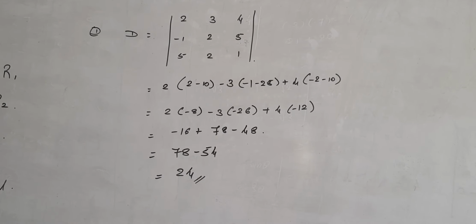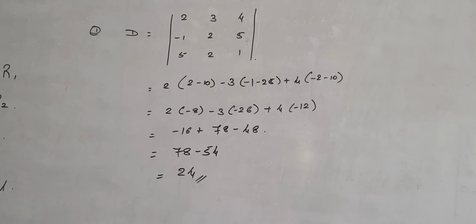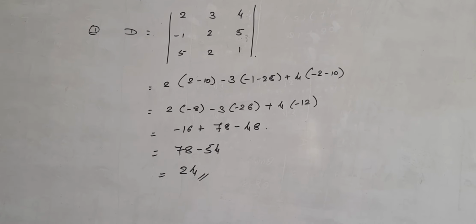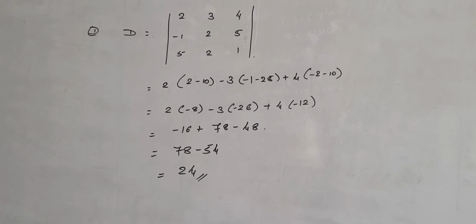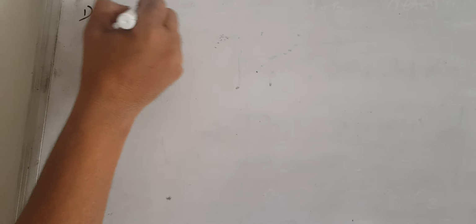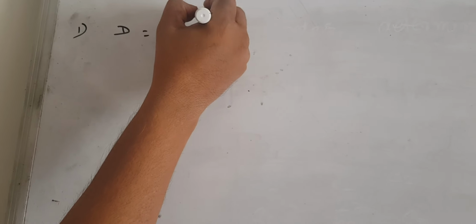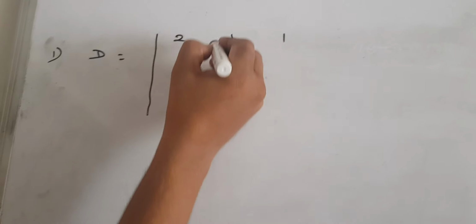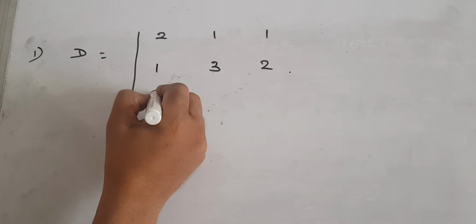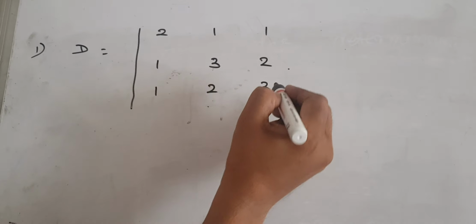Understood? We saw so many examples based on this. We just have to solve sums like this. I just take one example. D is 2 1 1, 1 3 2, 1 2 3.